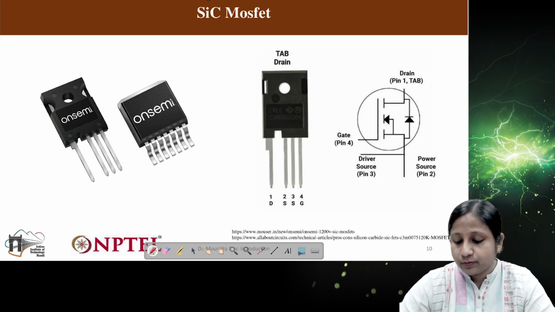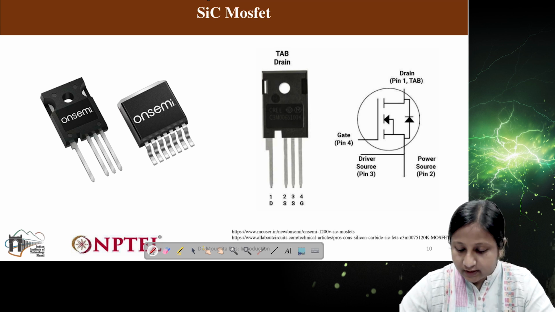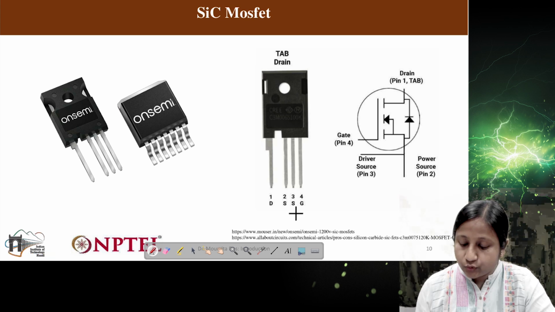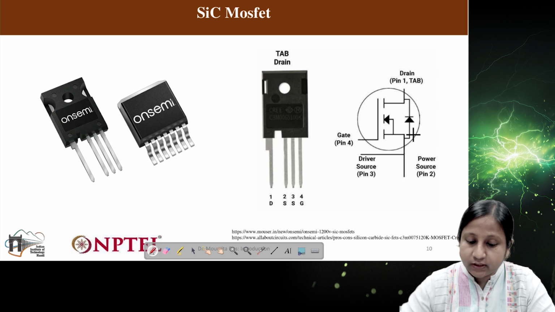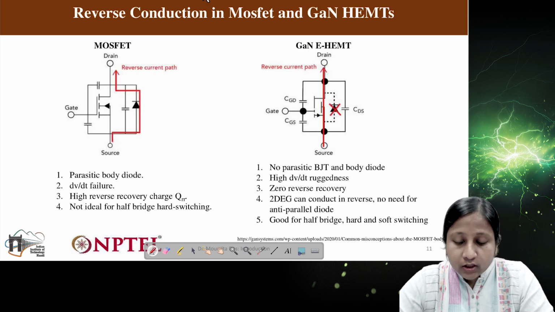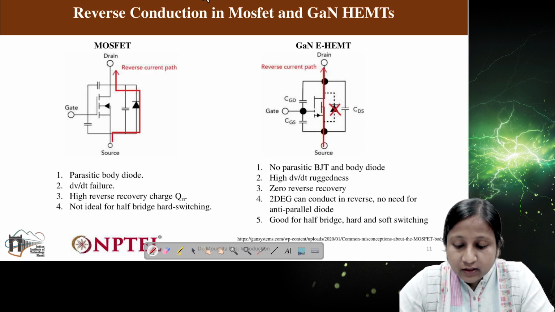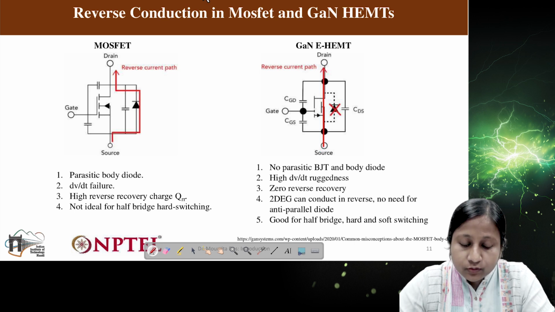And this is the structure of silicon carbide MOSFET. This is how it looks. It is similar to that of the silicon device. It has different drain, source, and gate, and you can see here this is the symbol of the silicon carbide MOSFET.